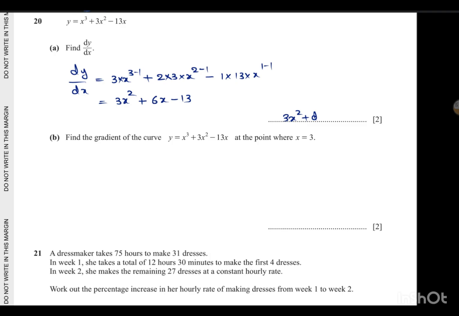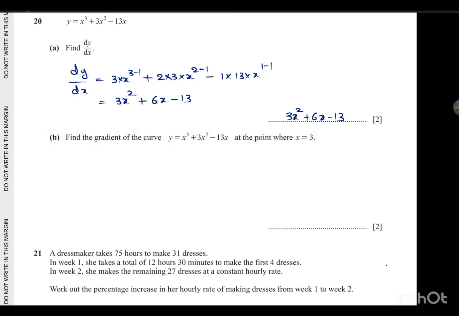Sorry. So 3x square plus 6x minus 13. Question B. Find the gradient of the curve y is equal to x cube plus 3x square minus 13x at the point where x is equal to 3.